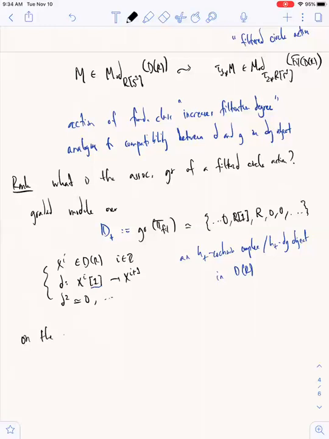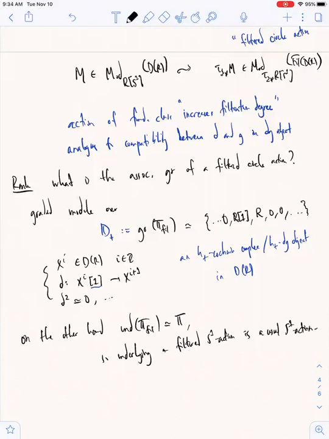On the other hand, the underlying object of the filtered circle is just this circle. That's clear. So underlying the filtered circle action is a usual S1 action. Okay, so I'm trying to express that filtered objects are sort of interpolations between their associated graded and underlying, and this notion of a filtered circle action is an interpolation between the notion of a coherent cochain complex in the derived category and a circle action on an object in the derived category.